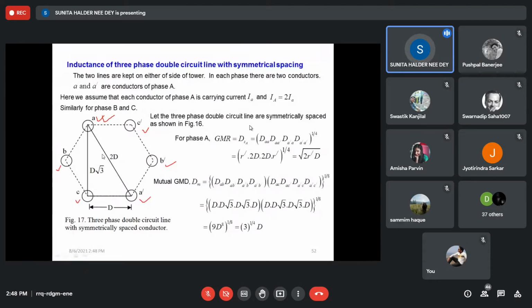Then, if we want to find out the inductance of any line, any system, what is the formula? The formula was 0.2 ln Dm by Ds, right? Dm is the geometric mean distance. If we write 0.2, that means it is millihenry per kilometer. I have discussed this in the last class. And if it is a three phase line, then it is millihenry per phase per kilometer.